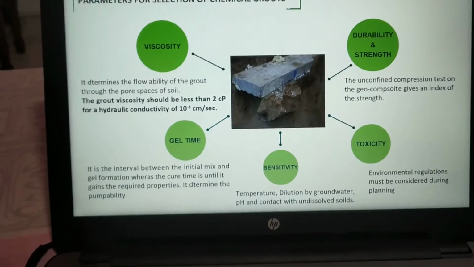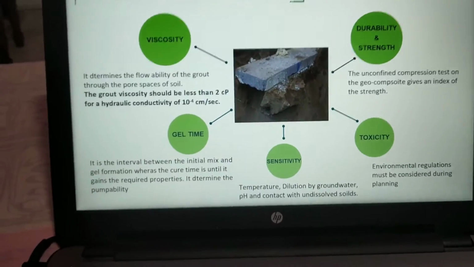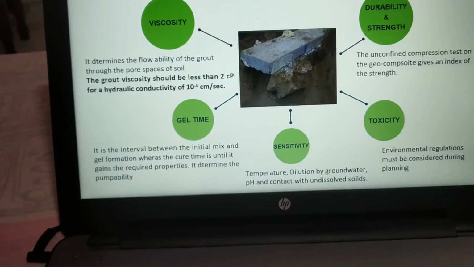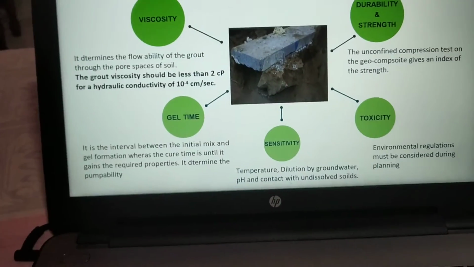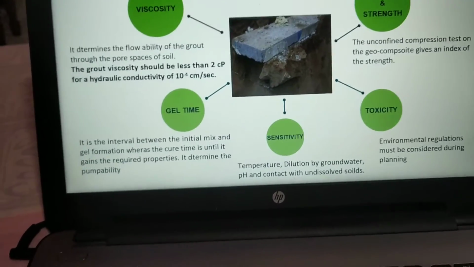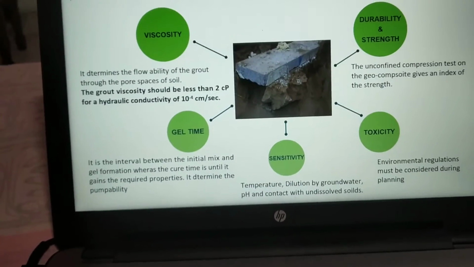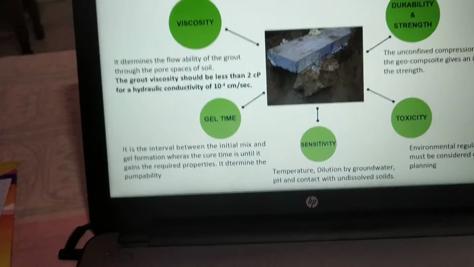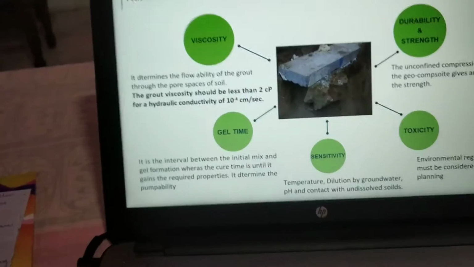Coming to the sensitivity, now these chemical grouts, since they are composed of many polymers and similar carbonic structures, are highly sensitive to temperature, the dilution which can be done by the groundwater, the pH content, and the contact with undissolved solids. So while doing the analysis, we have to keep temperature as a major input parameter, so that we get the right values of the compressive strength that we are looking for.